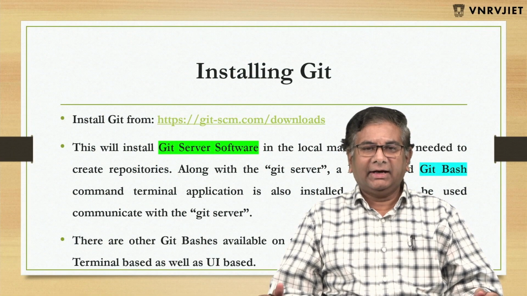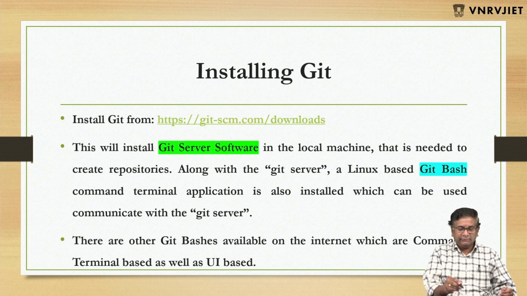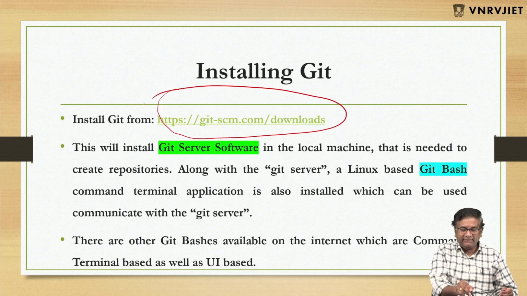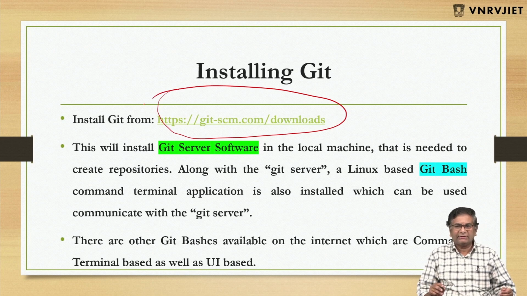For Git, we need to go to this location called https://git-scm.com/downloads. There are several versions of Git that are available. So we may have to choose the latest version for the operating system that you want to install. For example, I installed on a Windows operating system, so I went to the Windows tab and downloaded the latest version. Once you download Git, it is pretty easy and very intuitive to install it. After installing, what happens is Git server software is installed in the local machine.